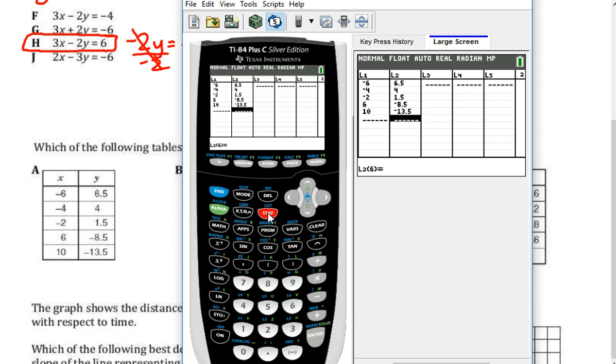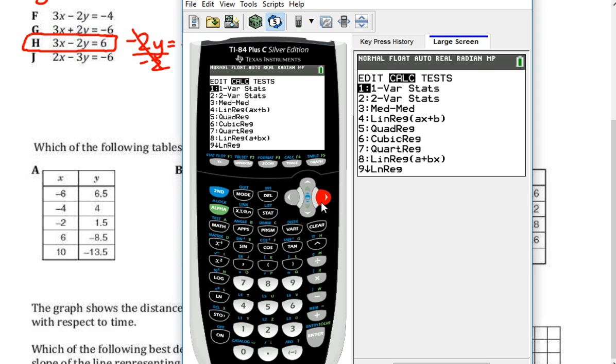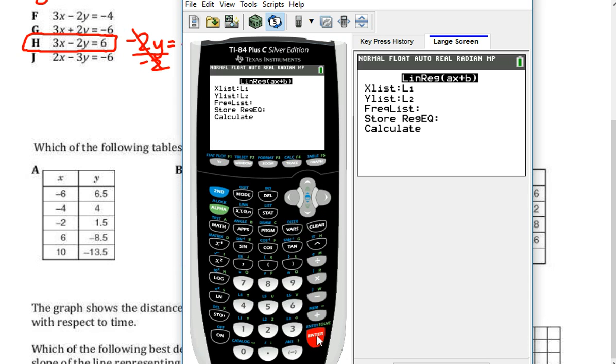And now I'll go back to stat, over to calc, and I want to do the linear regression. Okay, ax plus b, which is option number 4. Click through here, enter, and let's see what it's going to give us. So looking at this, the reason why I did this is because it's going to show me what my slope is. And our slope is being given right here with the A, so -1.25.